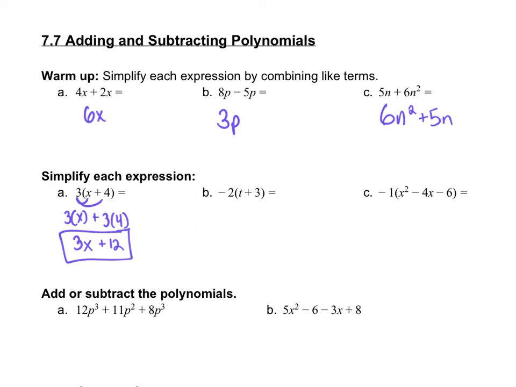For letter B, if I distribute this negative 2 times t plus negative 2 times 3. So negative 2t plus negative 6. So remember, adding a negative is the same thing as subtracting a positive. So negative 2t minus 6.